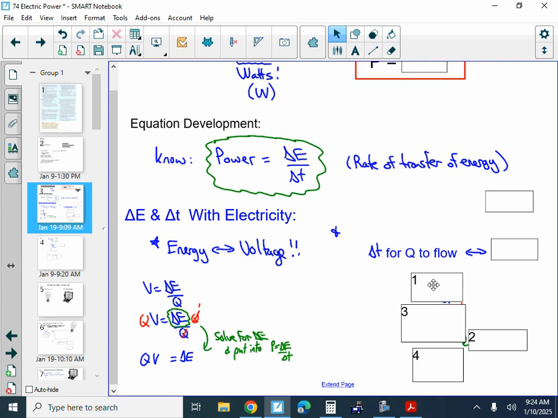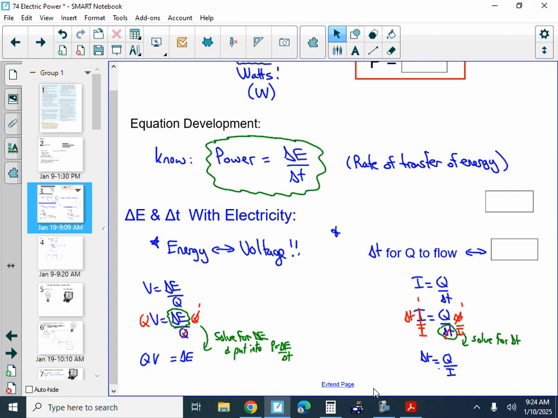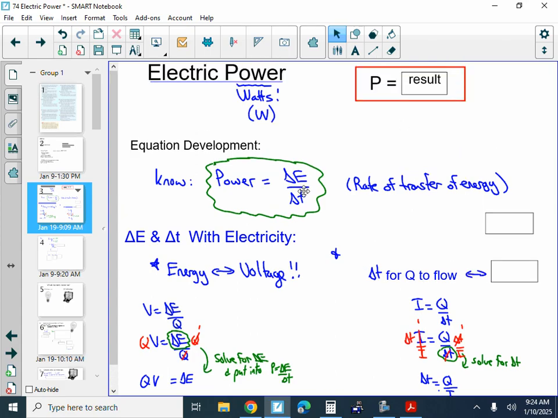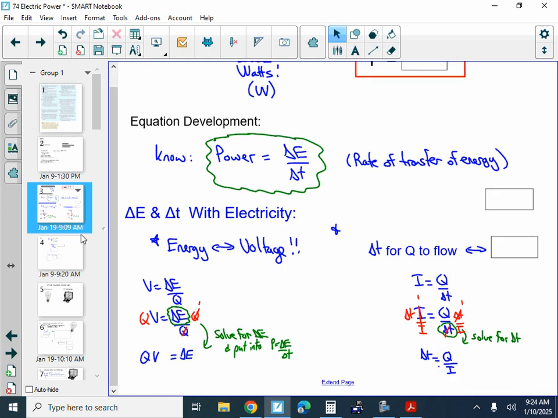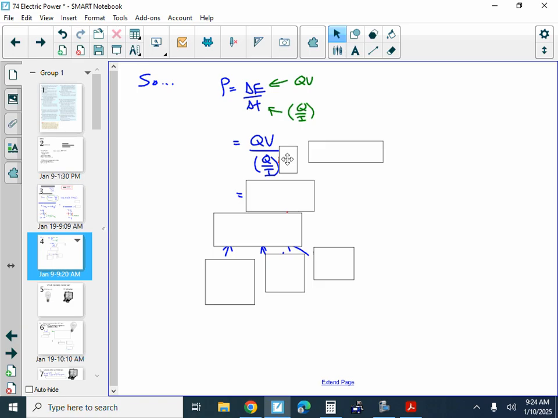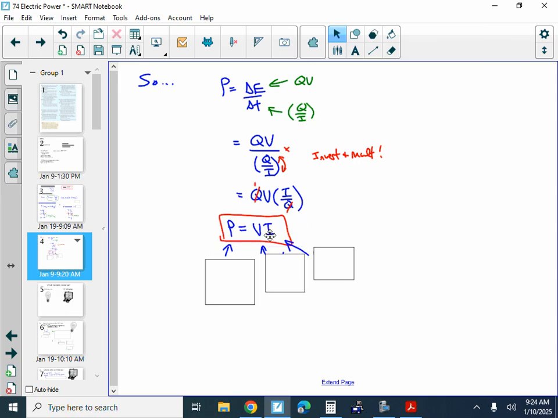And then if you know that you have current as a concept in electricity as well, you've got the amount of charge flowing over a certain amount of time, right? So the number of charges flowing is your Q. So we're going to solve for time here. And so basically we're going to be able to do energy divided by time, right? That's what we want to do, right? So we can go ahead and do that. We can do energy divided by time, which can be QV divided by Q over I, invert and multiply, and the Q's cancel out, and you just get a nice simple formula that power equals voltage times current.